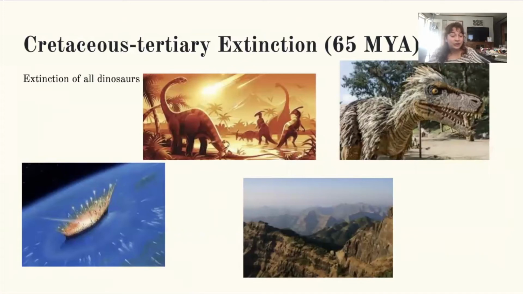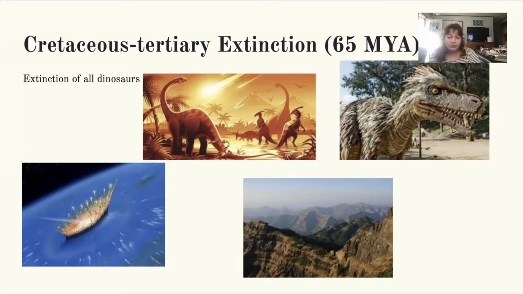Finally, the Cretaceous-Tertiary extinction, which occurred 65 million years ago, was the end of all dinosaurs except for birds. Without dinosaurs as predators, small mammals were given the opportunity to develop and take over. One theory of causation is that a meteor crashed and created a huge dust cloud that went up into the atmosphere and encircled the planet.